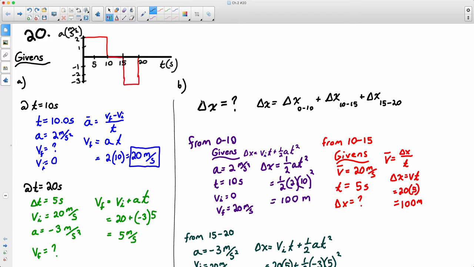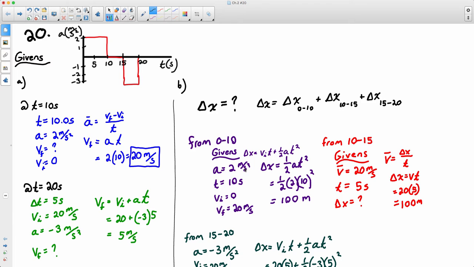B though, B asks for what is the total distance traveled. So if I look at the total distance, I have to add up. I have to say, okay, what's the distance traveled on this time? What's the distance traveled on this time? And what's the distance traveled on this time? So then I'll have to add those all up. So the distance from 0 to 10, the distance from 10 to 15, and the distance 15 to 20.